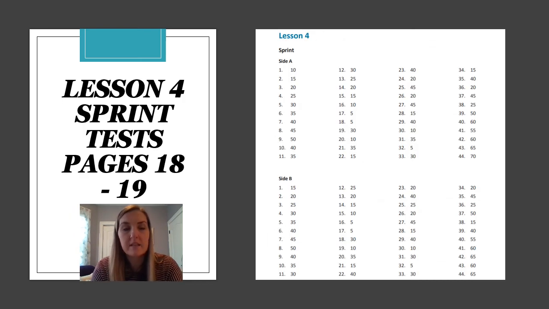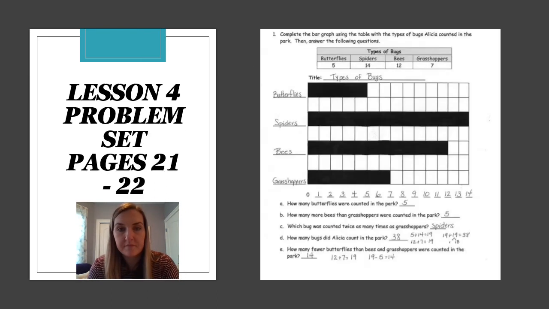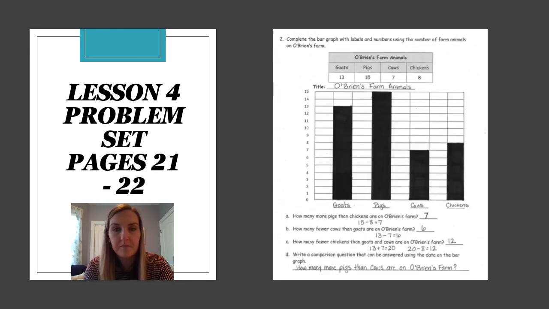Lesson 4 sprint test, pages 18 through 19. Lesson 4 problem set, pages 21 through 22. You are completing a bar graph for types of bugs. Again, the most important parts you need to have labeled is the title, categories, the scale, and then shade in the bars. Answers are at the bottom. Here's a new bar graph, problem 2, O'Brien's farm animals.